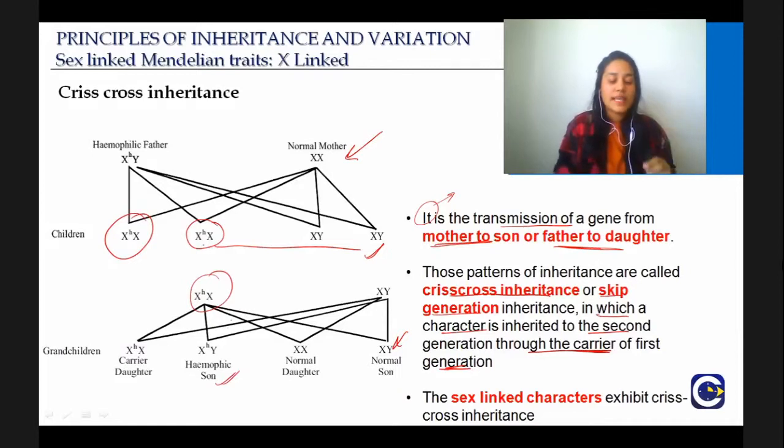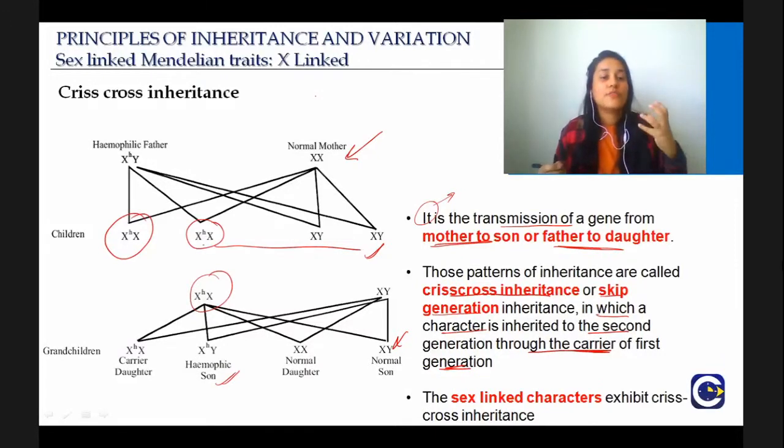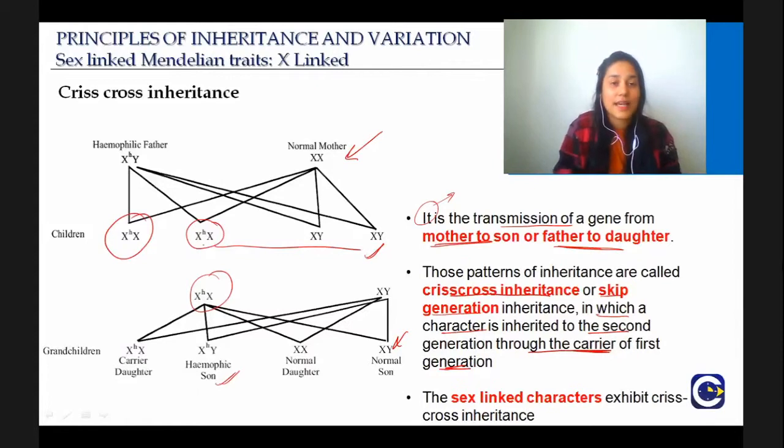Because of course, sex-related disorders are much more common in sons than in daughters. What is the reason? Because the son needs just one abnormal allele. One abnormal X allele is enough to cause this disorder. And yesterday also we discussed this. You remember when I said that in case of sons, only one is enough because there is no dominant. Capital H will be dominant on small h. But if the small h is present alone, there is nothing else to mask it. For example, if you look at this hemophilic son, X^hY, it has just one hemophilic allele, but it is still expressed because there is nothing to suppress it.